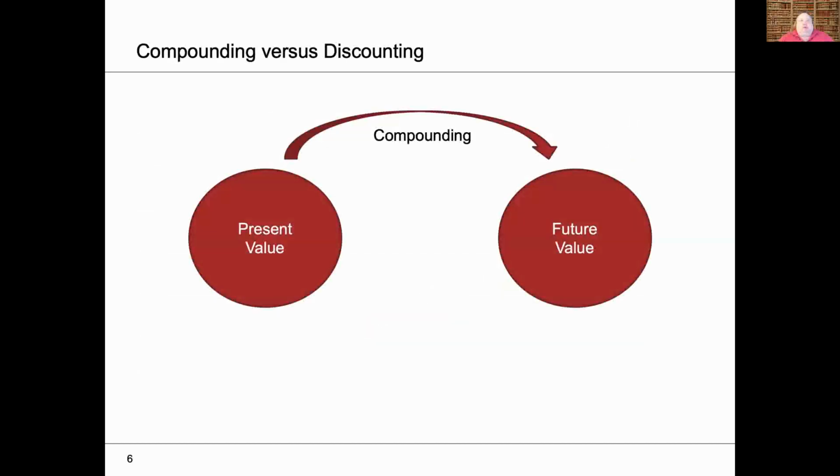So now, if we think about compounding, it's determining what the future value will be of some amount we're investing today. In contrast, discounting is the reverse process. Discounting tells you what some future amount you're going to receive at some point in the future is worth today.